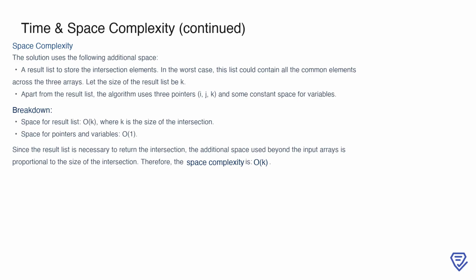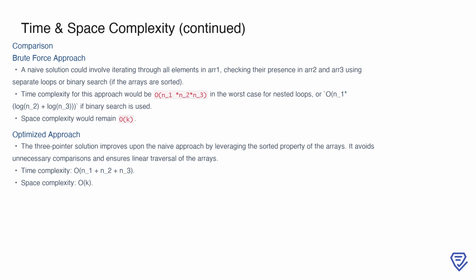Let's compare this optimized approach to a brute force solution. A naive method might involve iterating through each element in the first array and checking for its presence in the other two arrays. If the arrays are sorted, binary search could be used for these lookups, reducing the search time for each element. However, the time complexity for this brute force method would still be much higher, either O(n_1 * n_2 * n_3) for nested loops or O(n_1 * (log n_2 + log n_3)) with binary searches.